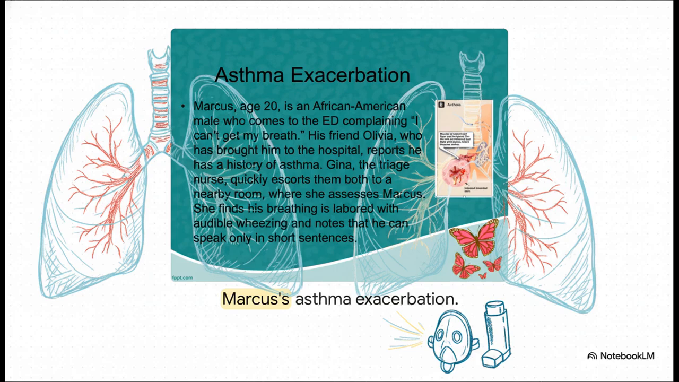While Ken's crisis was silent and unresponsive, Marcus's crisis is incredibly loud, physically exhausting, and obvious. This is a severe asthma exacerbation. His bronchi are violently inflamed and packed with mucus, completely blocking that airflow. He needs immediate supplemental oxygen and fast-acting bronchodilators to force those airways back open before his respiratory muscles just completely give out.